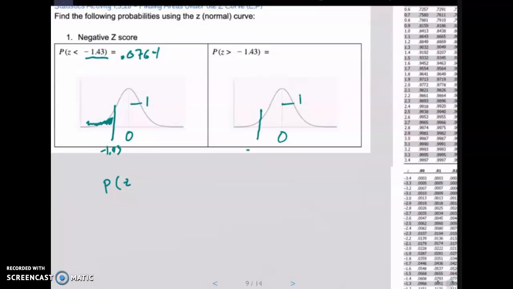So negative 1.43 is going to be here. But we're going from the bigger side. So what we have to do is we actually use the same probability that we just found. We know that 1 is the area under the curve. So if I have 1, the area under the curve, I'm trying to find this area right here. I do 1 minus 0.0764. That's going to be 0.9236. Beautiful.